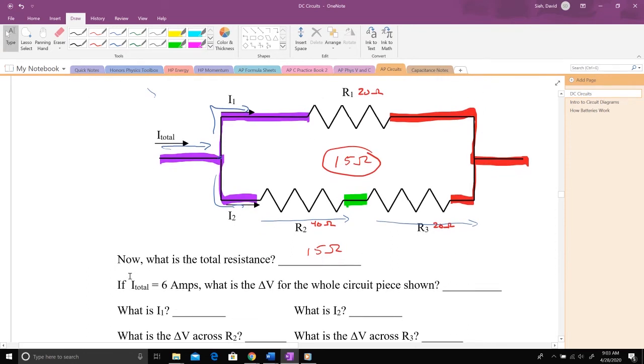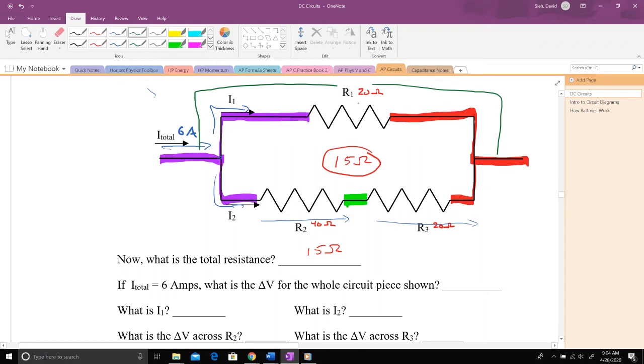So, hey, now if I tell you the total current coming in is 6 amps, what is the delta V for the whole circuit piece? So that would be if I hooked my voltmeter up for the whole thing. I connect somewhere here at the start with my voltmeter, and I connect here at the end. What would be the delta V I would measure?